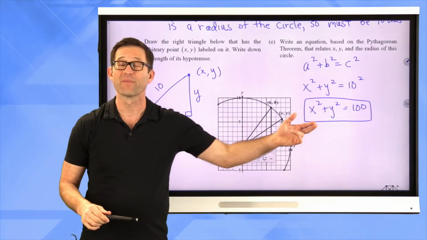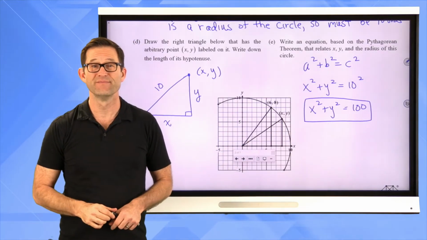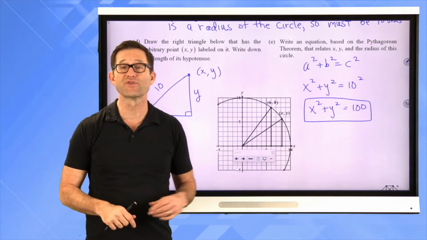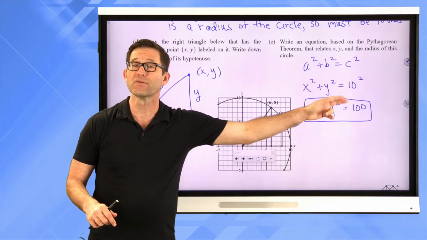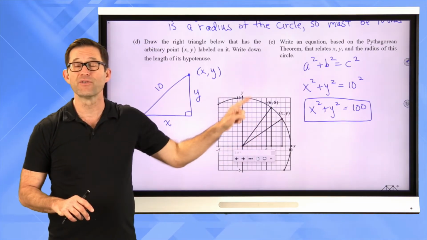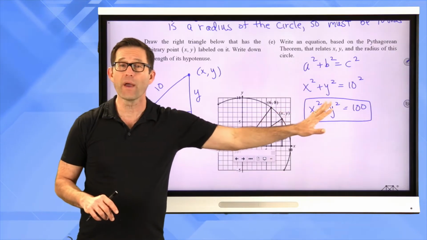And that is the equation of this circle, right? And that means that I could take any point, like x equals 2. I could plug it in here and I could solve for the two y values where x was equal to 2, right?